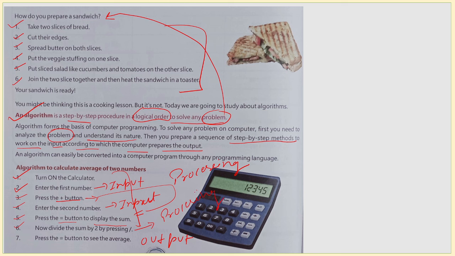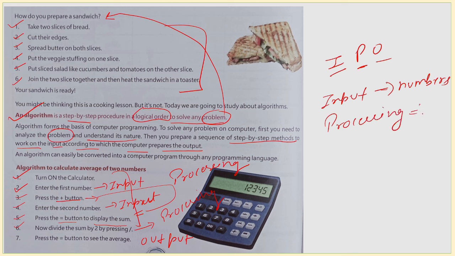So what we are doing, we are giving input, the computer is processing it and giving the output on a display screen. That's all it is: input, processing, output. This is known as the IPO cycle. We are giving numbers as input, P for processing. In processing we are calculating addition or division, and on the output display screen we are getting the output, that is the average in this question.